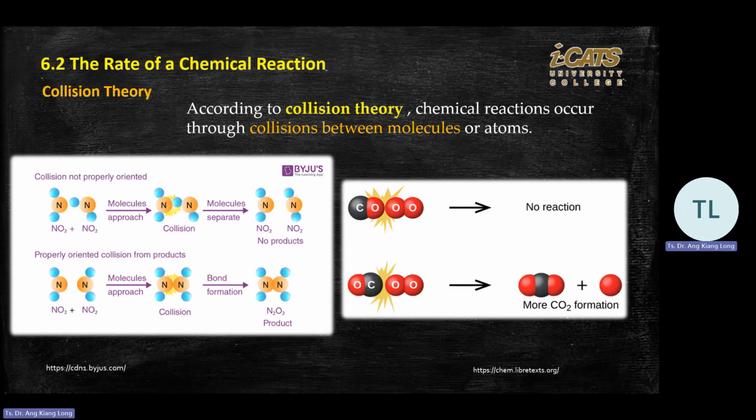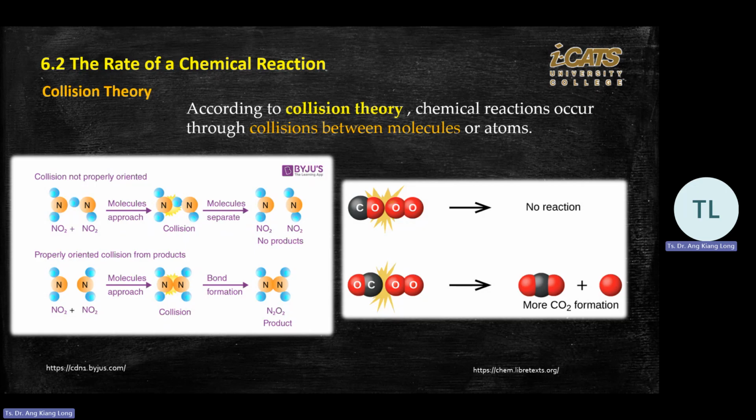When there is a chemical reaction, collision between molecules happens, right? There is a collision between molecules or atoms. So collision theory means, when does the chemical reaction happen? When there is a collision between molecule and molecule, or molecule and atom, or atom with atom, then chemical reaction happens according to collision theory.